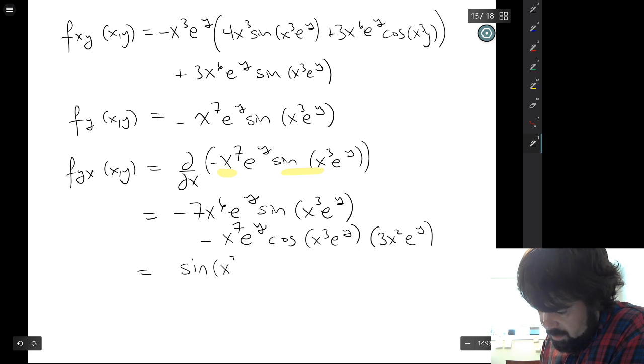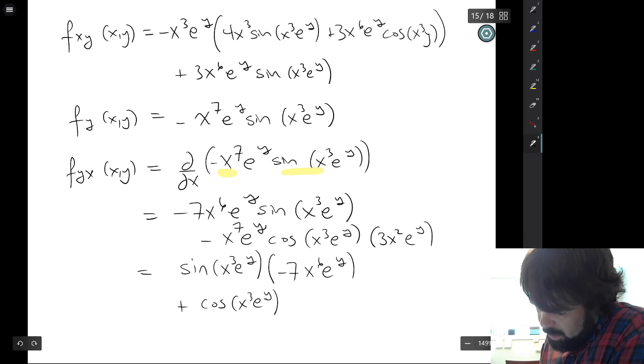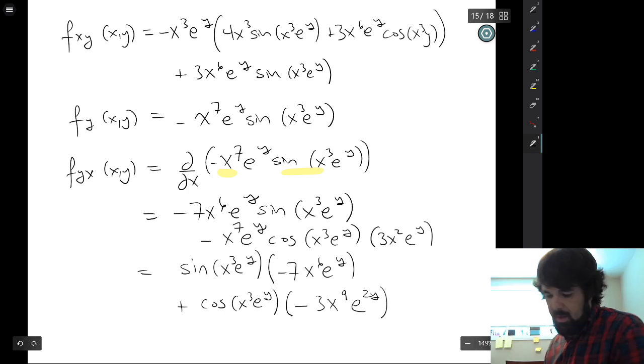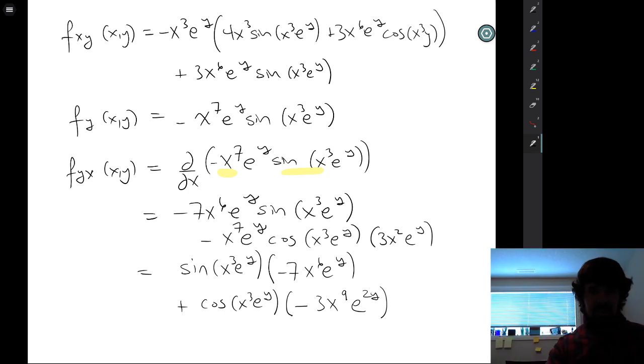sine of x cubed e to the y times minus 7x to the 6 e to the y, plus cosine x cubed e to the y times minus 3x to the 9 e to the y times e to the y, so e to the 2y. So I get it cleaned up to there.